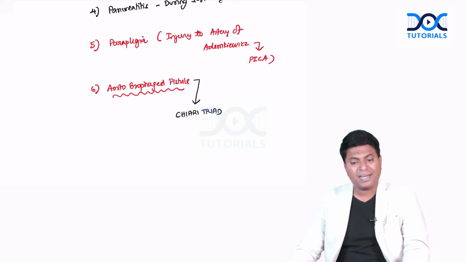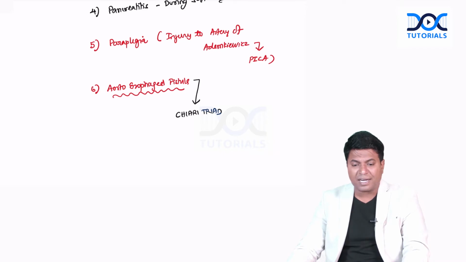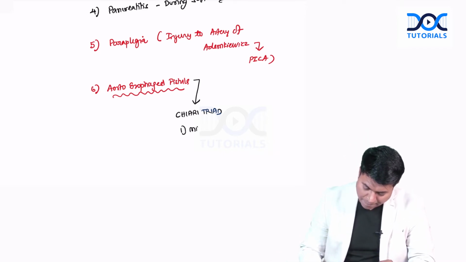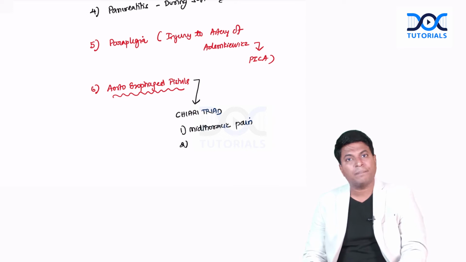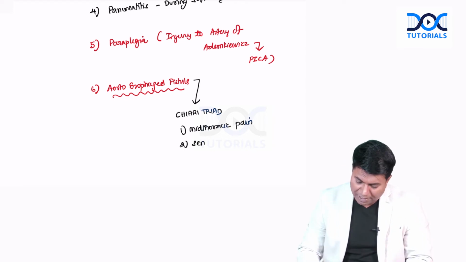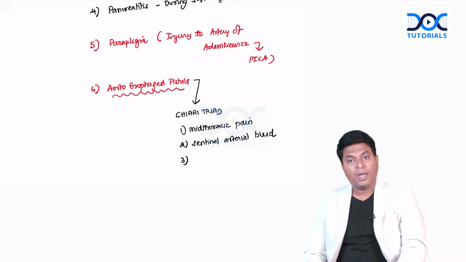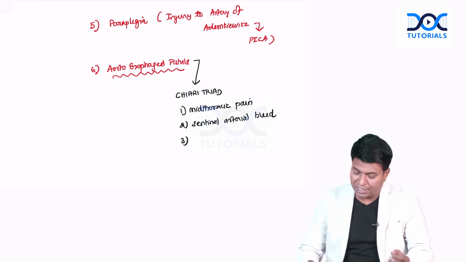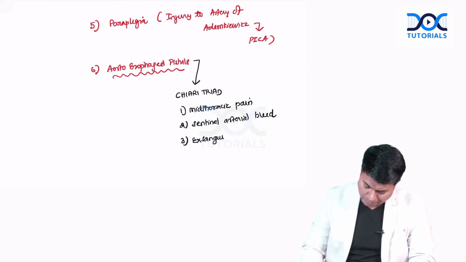What is this Chiari triad? The patient presents with mid-thoracic pain, number 1. Sentinel arterial bleed, number 2. Number 3, following that sentinel arterial bleed, the patient can have exsanguinating hemorrhage.